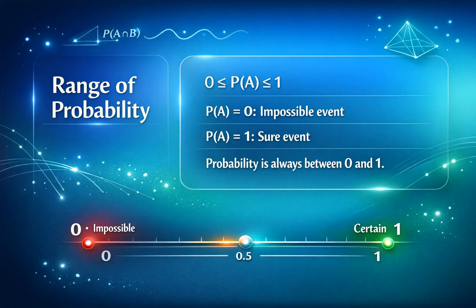Probability always lies between 0 and 1 inclusive. P of A equals 0 means an impossible event. It can never occur. P of A equals 1 means a sure event. It always occurs. Any probability outside this range indicates an error in calculation. Probabilities can be expressed as fractions, decimals, or percentages.